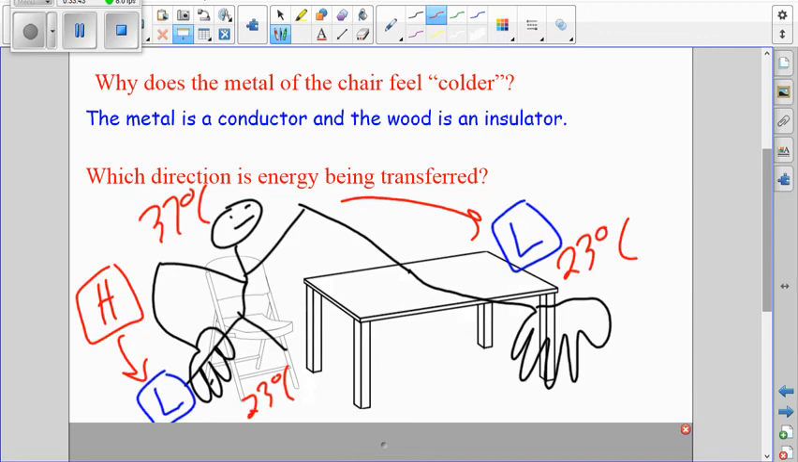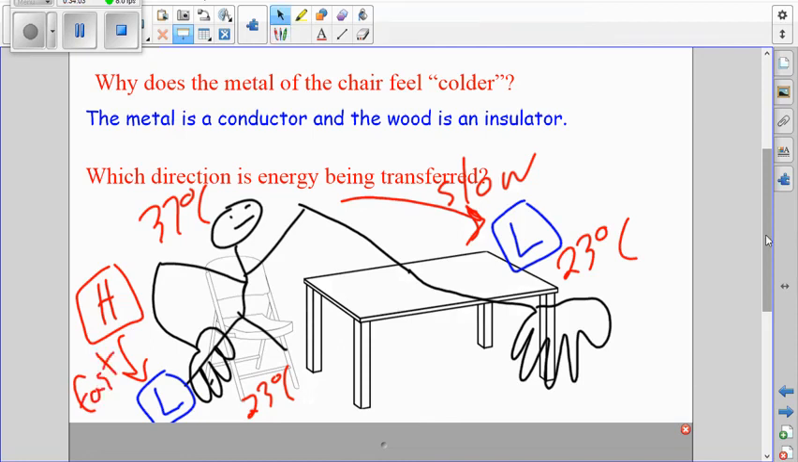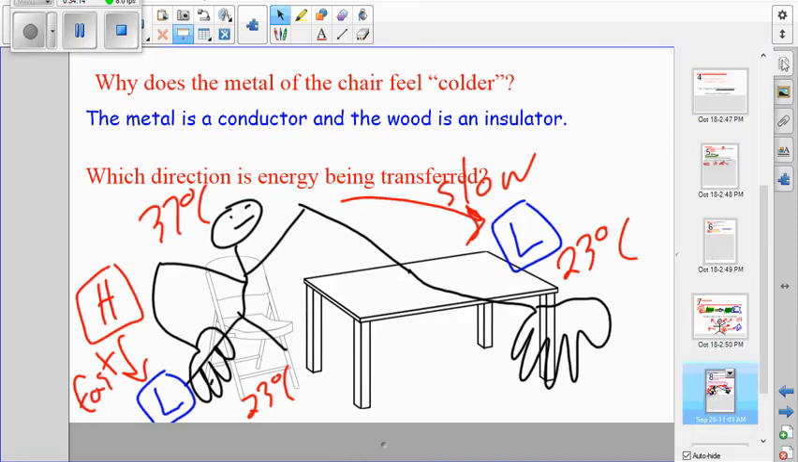However, when it's going to the leg of the table, that would be slow, because it's an insulator. What is an insulator? It slows down that heat transfer. That heat is going to go into that table leg, it's just going to take a while. The chair leg feels cold because this is fast. The moment your hand touches that conductor chair leg, it's just slurping the heat right off your hand. That's why it feels cold. Make sense?